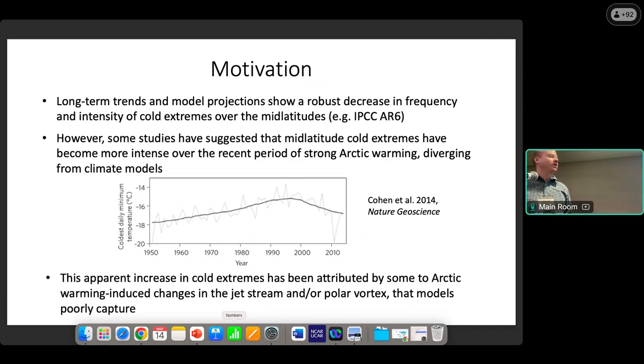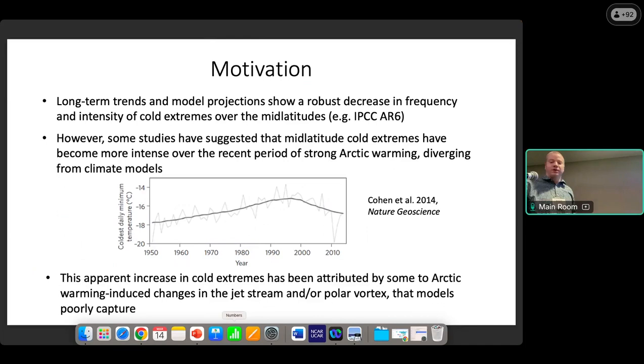So this apparent discrepancy between these recent short-term trends and these projections has led some to question our climate model projections of cold extremes and the IPCC's conclusion. However, despite the prominence of this kind of model-observation discrepancy in the Arctic-mid-latitudes link literature, including an entire review paper on this topic, there has been a lack of direct model-observation comparisons taking into account internal variability.